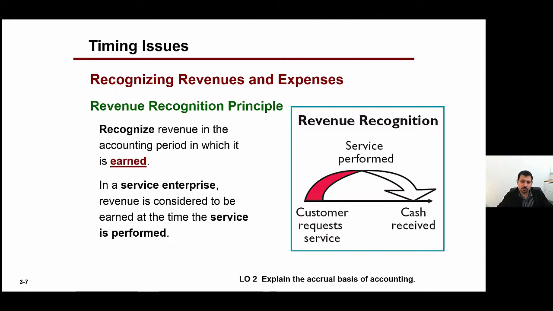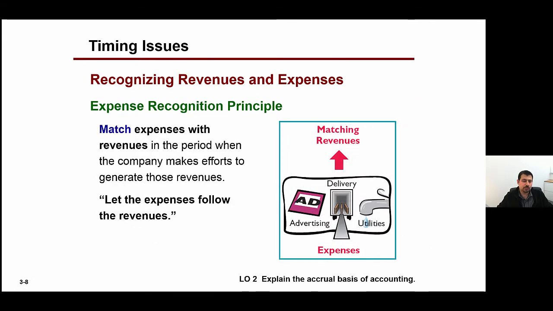The event that has happened, which is providing a service or making a sale, should be recorded in the same accounting period. And this is also more or less similar to when we talk about expenses. So here we have the expense recognition principle, sometimes also called the matching principle. This is where the expenses follow the revenues.